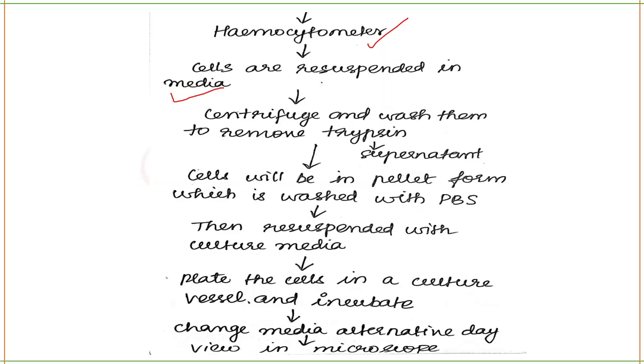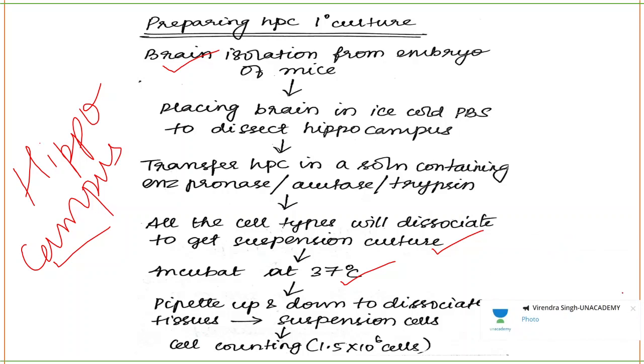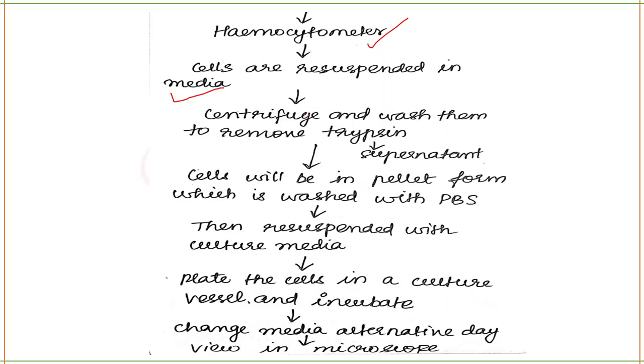Now you have to centrifuge it. You're going to centrifuge the cells along with the media. You have not removed the trypsin yet, so we have to remove it. What you are going to do is centrifuge. The supernatant will contain trypsin. You will remove it and you will wash the cells. Now the supernatant containing trypsin is removed, but your pellet, which is the cells, will be present at the bottom of your centrifuge tube. That pellet is your good cells without trypsin.